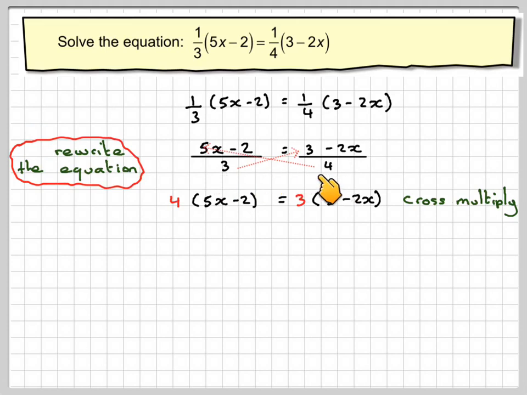Basically what you're doing here, in fact, is multiplying both sides of the equation by 12, and then 12 divided by 3 is 4, and then 12 divided by 4 is 3. That's what you're actually doing. Right, then you expand the brackets.